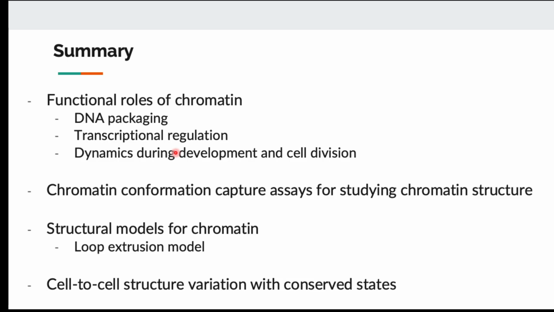So it's a different layer of omics that we can think about on top of mutation, transcription, and epigenetics that we are used to. We learned about chromatin conformation capture assays that can allow us to study the 3D information, but it can be costly to perform. And we learned about the explanation for how we identify topologically associated domains, the loop extrusion model. And we saw the cell-to-cell variation that still preserves the state, like euchromatin and heterochromatin, but the actual 3D structure can be different across cells. Okay, so that's everything I have for today.